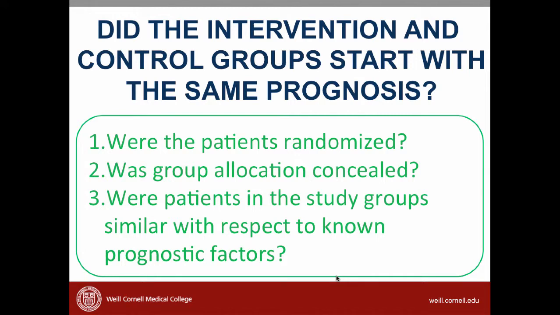So did the intervention and control groups start with the same prognosis? To answer this question, we're going to look at 3 specific aspects of the study. First, were the patients randomized? Second, was group allocation concealed? And third, were patients in the study group similar with respect to prognostic factors? Let's start with the first question and go to the article to see if patients were randomized.